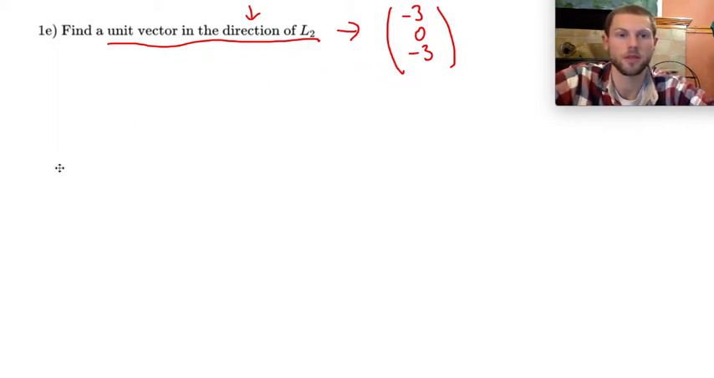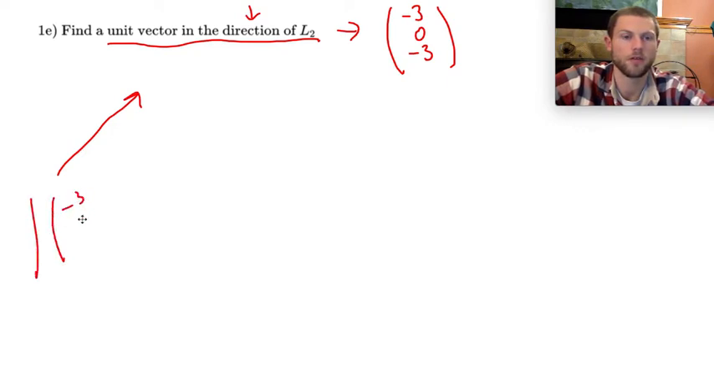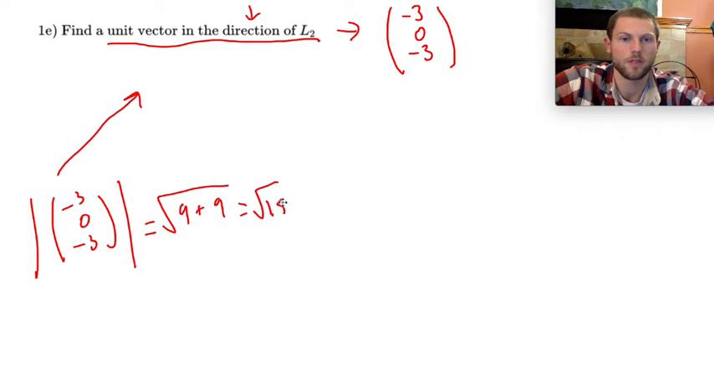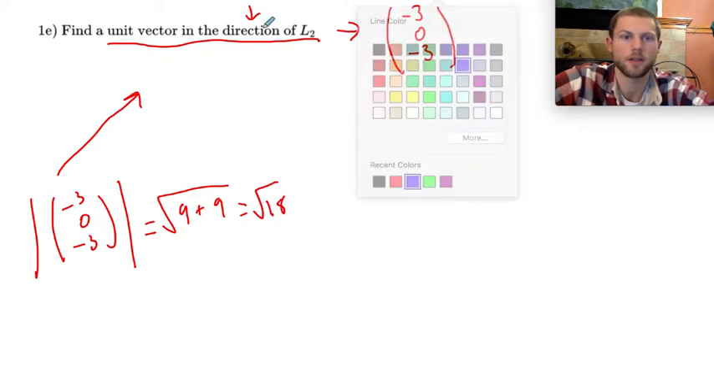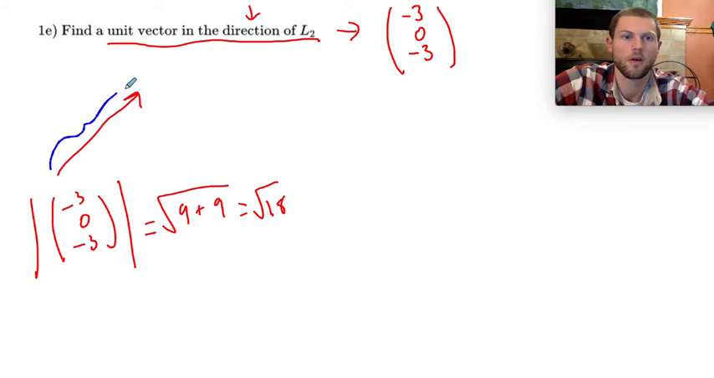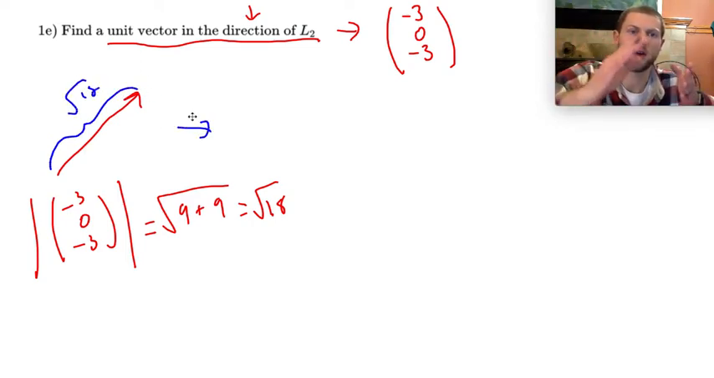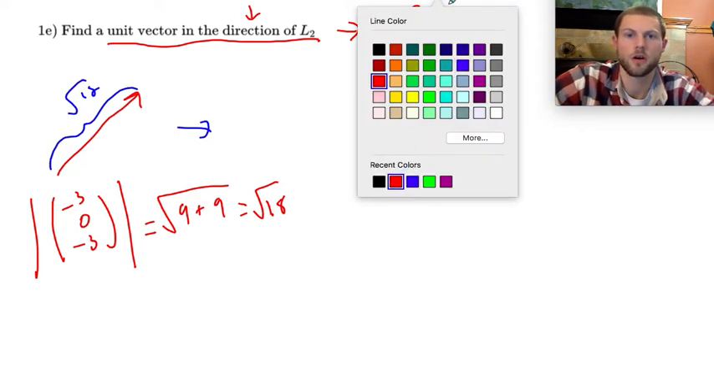So this has a magnitude that is not 1. Right now this is looking something like, I'm just going to draw a random vector, and that's this direction vector. Let's find the magnitude of this vector. This is the magnitude of -3, 0, -3, which is going to equal the square root of 9, which is -3 squared, plus 0 squared, which is 0, plus -3 squared, which is 9, or the square root of 18. So the magnitude of this vector is the square root of 18. I want to scale this thing down so that it has a magnitude of 1.